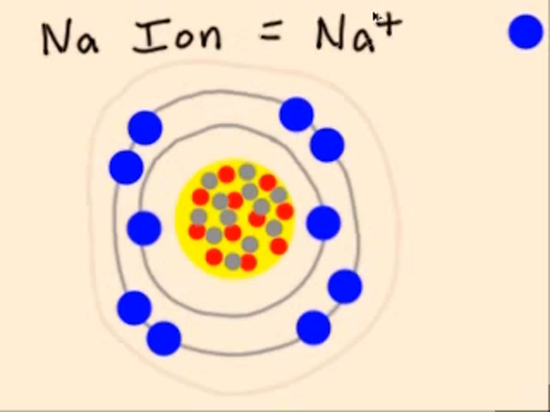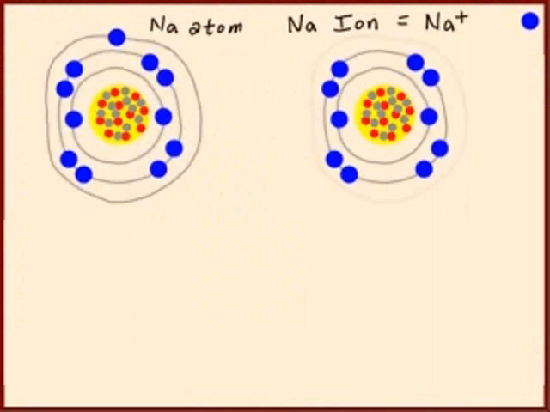Okay, let's just review this. Here we have the sodium atom. It has 11 protons in the nucleus and 11 electrons orbiting the nucleus. The sodium ion, however, has lost 1 electron. Now it has 10 negative charges and 11 positive charges. This is the sodium ion.